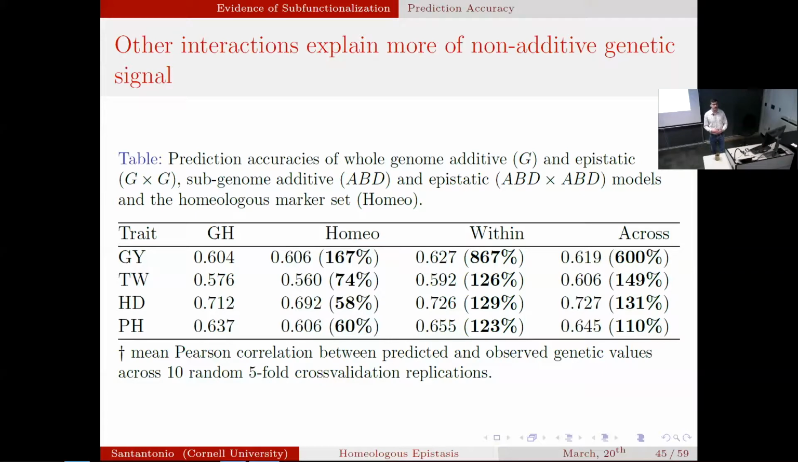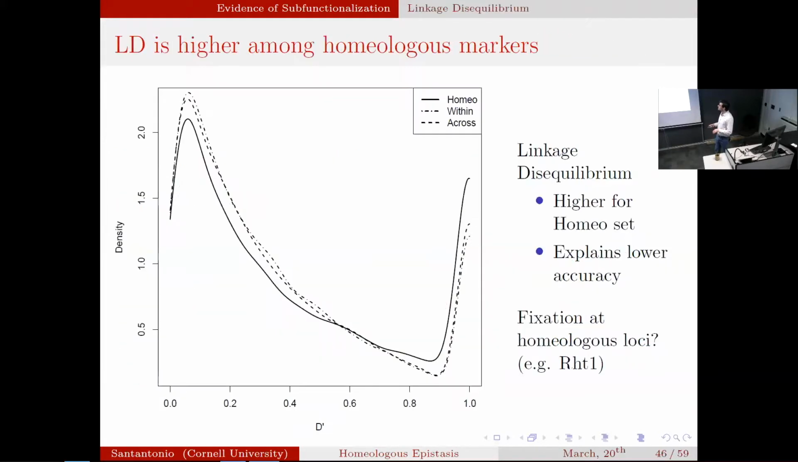Why would we expect random pairs within a genome or across the subgenomes to have higher prediction accuracies than the homologous loci? If anything, I would expect them to be about the same. And the reason, I think, is we see a much higher rate of linkage disequilibrium. So here I'm plotting the linkage disequilibrium parameter D prime, so it's been standardized. The solid line here is the homologous set, and the dotted lines are our two random sets. You notice that there's an enrichment for fixation at homoallelic sites. So certain pairs of homoalleles are being fixed, okay?